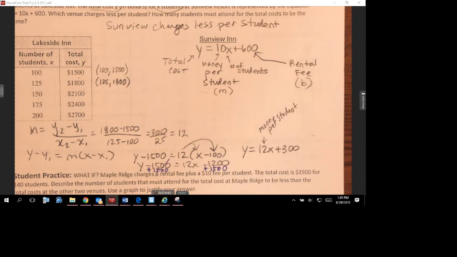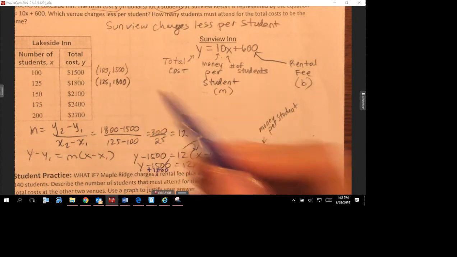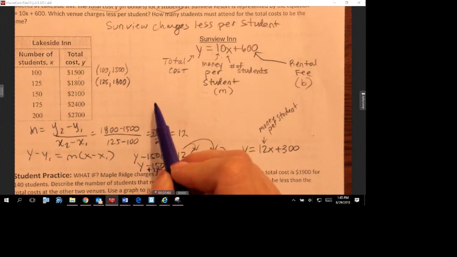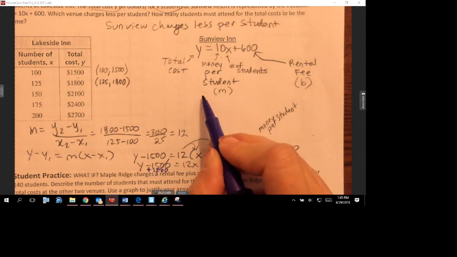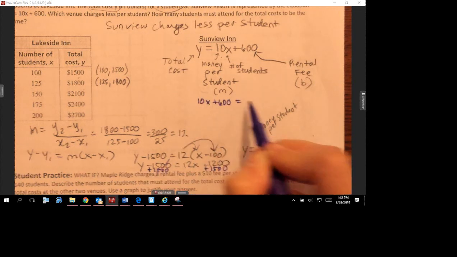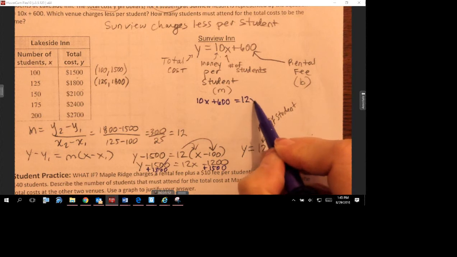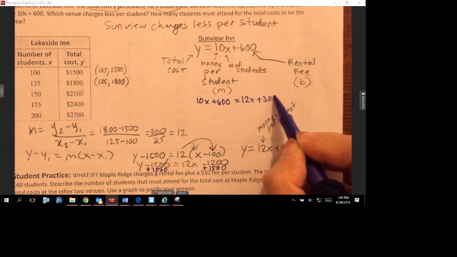That is one way we can do it. Of course, I did not need a lot of space for that, but that's one way we can do it. How would you set them equal to each other? It's totally right. How would you do it? I really didn't organize my work well. I apologize if you're writing all over the place like I am. We would do 10x plus 600 is equal to 12x plus 300.